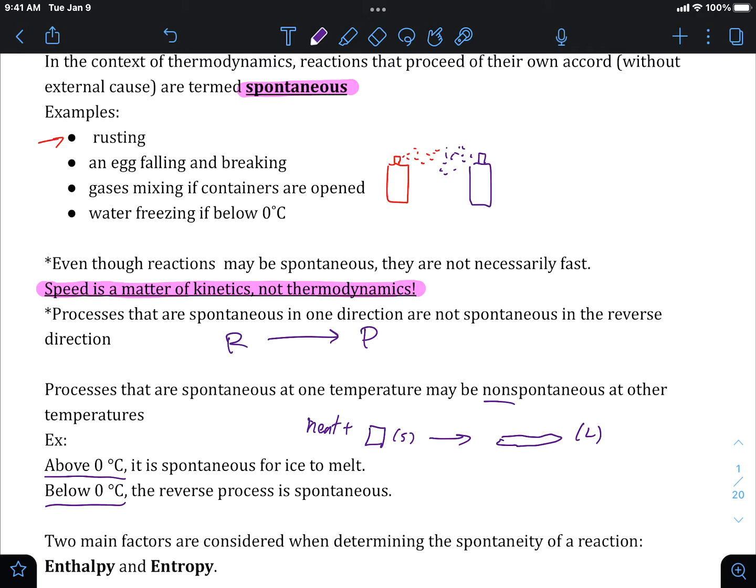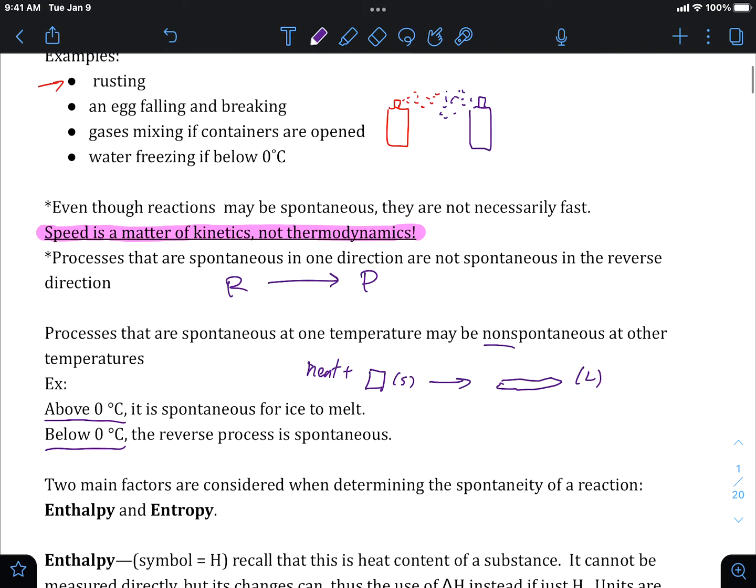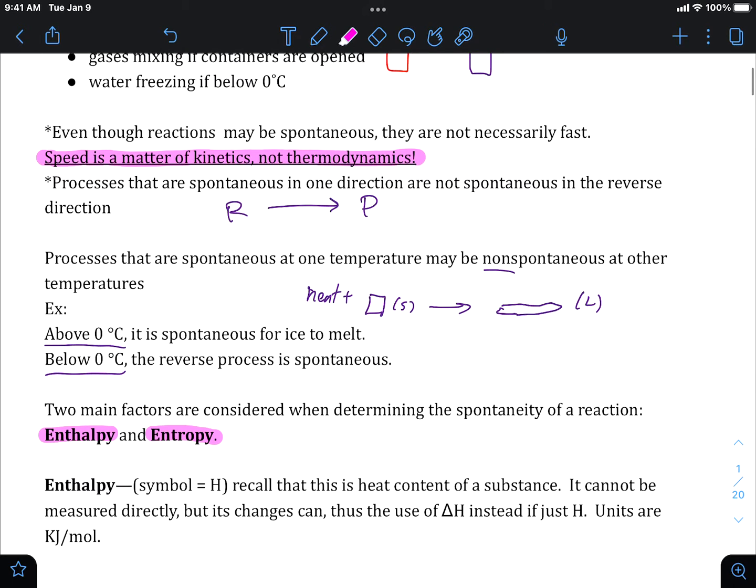Okay. So is that making sense, the term spontaneous? Reactions that will happen. Okay? All right. So there are two main factors when determining whether a reaction is spontaneous or not: enthalpy and a new one called entropy. Let's review enthalpy real quick.